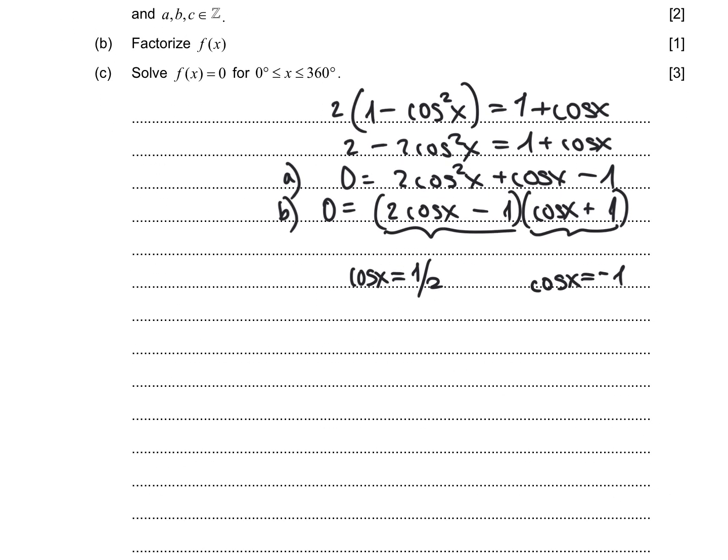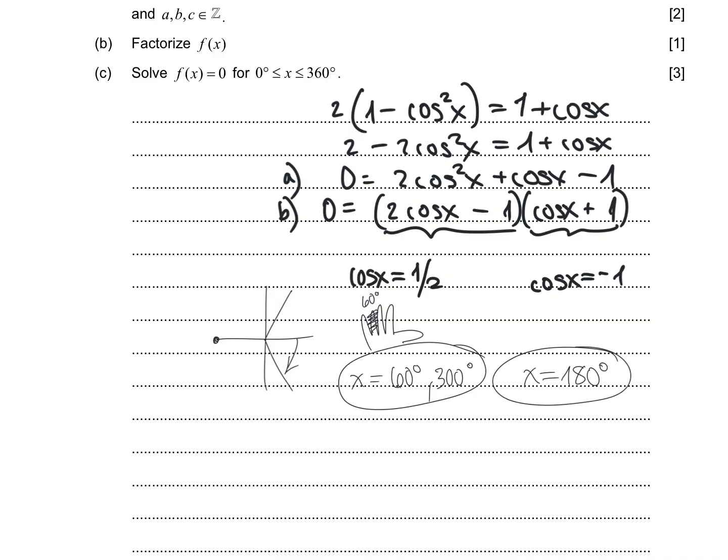So, from 0 to 360, cosine is 1/2 at the 60-degree angle. And cosine is positive, so we have here and here. So we have x is 60 degrees and 360 minus 60, so 300. And cosine's negative 1 only here at 180 degrees.